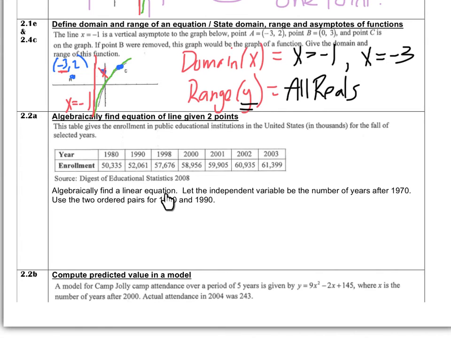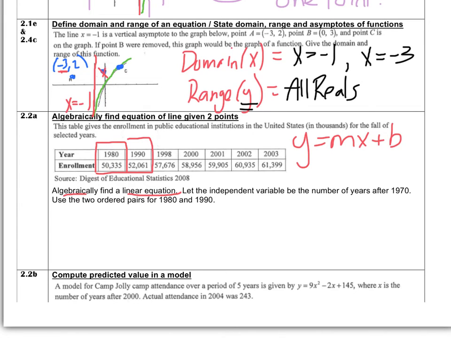Algebraically find a linear equation. Let the independent variable be the number of years after 1970, and use the two ordered pairs from 1980 and 1990. So let's highlight that they want us to use 1980 and 1990 as our two ordered pairs. To find algebraically a linear equation, remember that's y equals mx plus b.